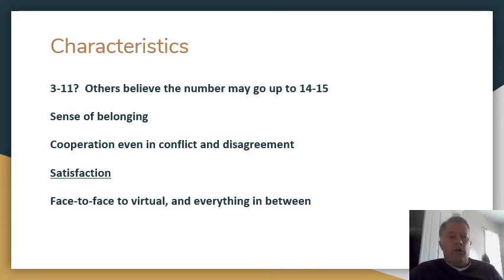What are characteristics of groups? I've seen that 3 to 11 people is defined as a small group. Other scholars and experts believe the number goes up to 15, 14 to 15. That's pretty much the highest end, though. Doesn't really go beyond that. So we can just say comfortably that a small group is 3 people, has to be 3. 2 is not a group. And it goes up to about 15. And we have a sense of belonging in these groups.